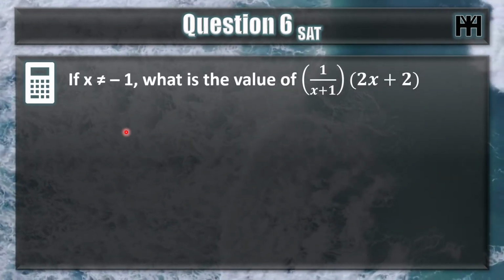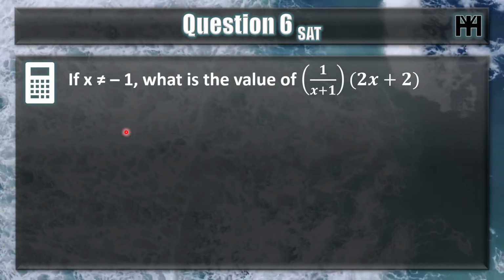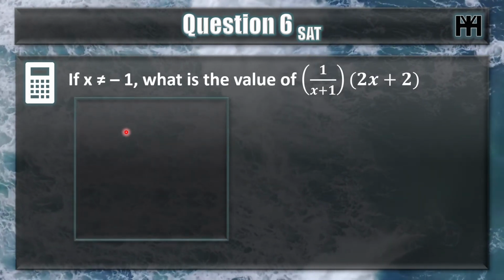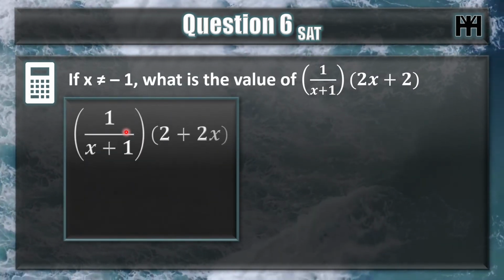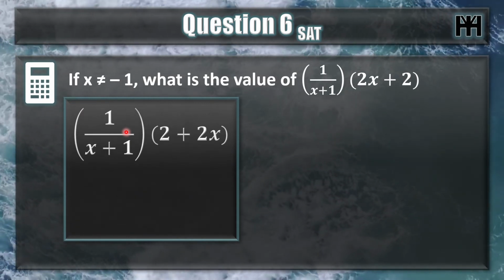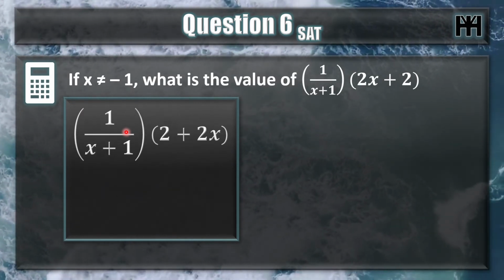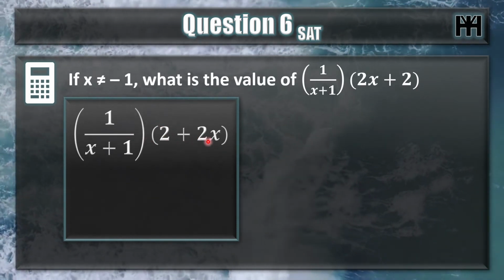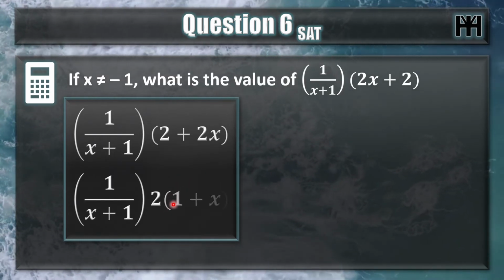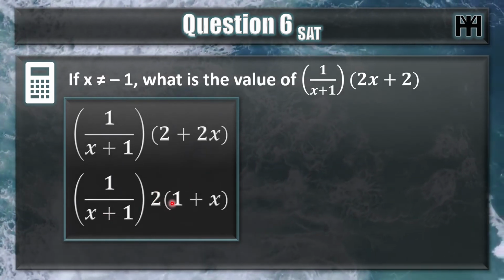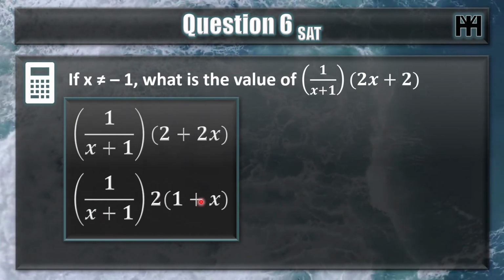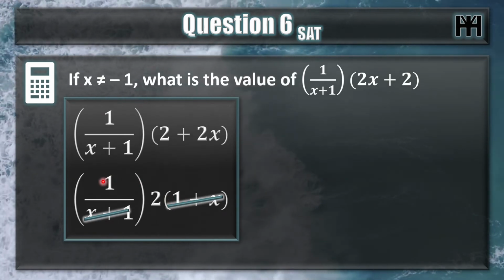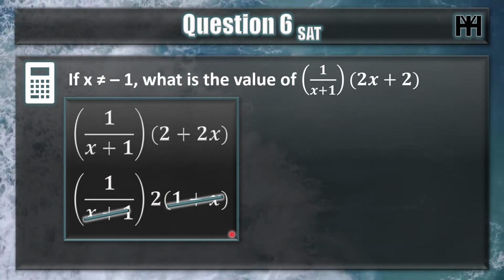Question 6. If x is not equal to negative 1, find the value of 1 over x plus 1 multiplied by 2x plus 2. Okay, so we have 1 over x plus 1 multiplied by 2x plus 2. So we can take 2 as a common factor in this expression. So we have 1 over x plus 1 and 2 multiplied by 1 plus x. Okay, x plus 1 is 1 plus x, so we can cancel both of them out. So the only thing left is 1 multiplied by 2, so the answer is 2.